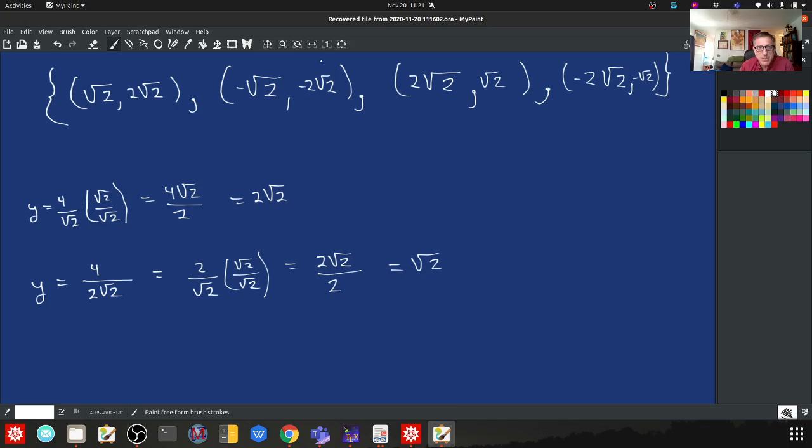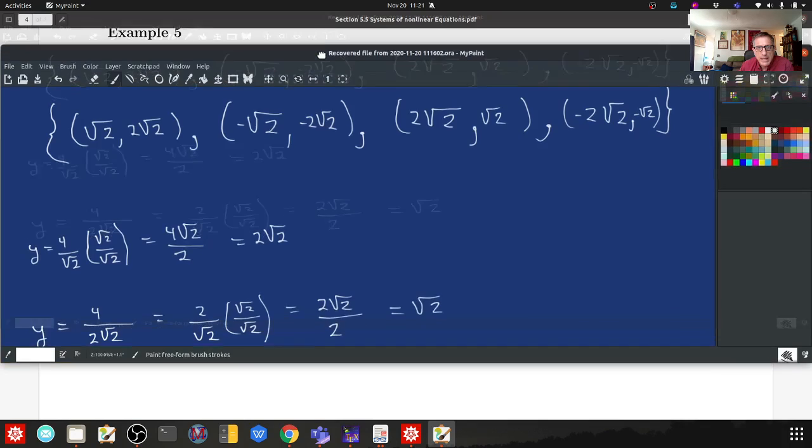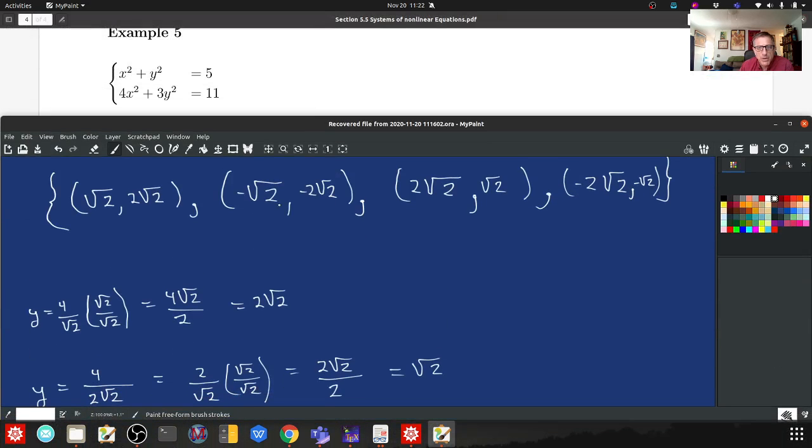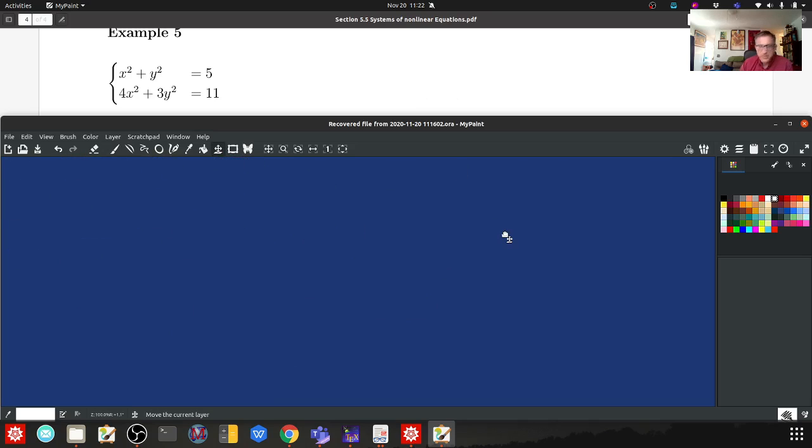So let's do this one last one. And again, the focus is going to be the intersection of, say, a parabola with a line, or maybe a circle with a line. Something that makes it a lot easier. So here we have our system. And again, I'm going to go ahead and translate this into a matrix.